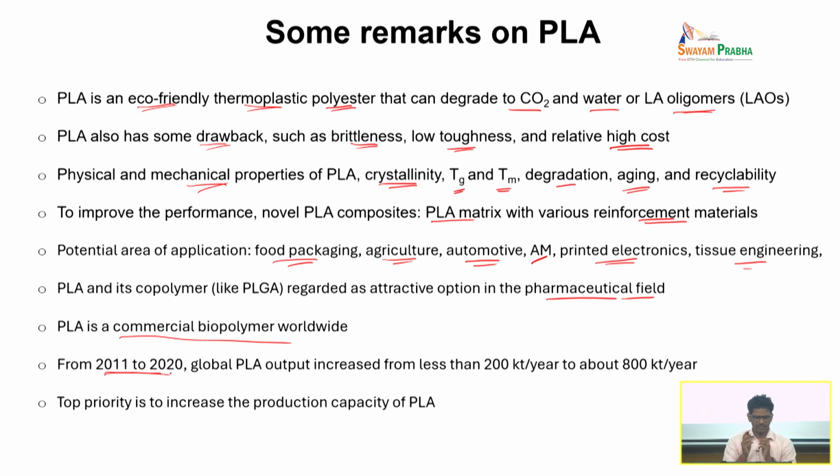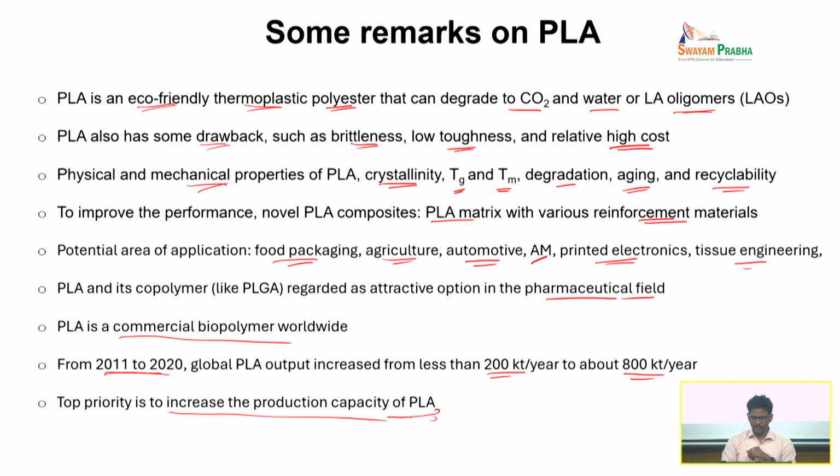Okay, and PLA has actually attained that status in terms of production, the areas of application and so on. For example, over the last 10 years or so, from 2011 to 2020, the production rate has been reported to be about a 4-fold increase, going from 200 kiloton to 800 kiloton over these 10 years. And I think the next thing to do would be to increase the production rate of PLA, so that you can penetrate into many other fields, and also try to replace the existing plastics which are fossil fuel based. Okay, so these are some of the initial remarks I want to make.